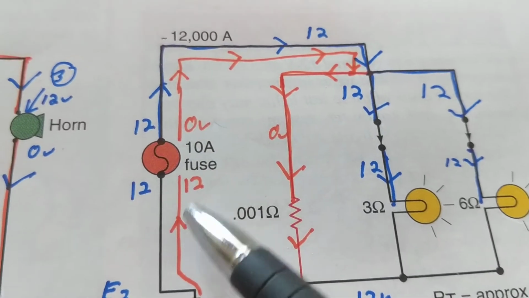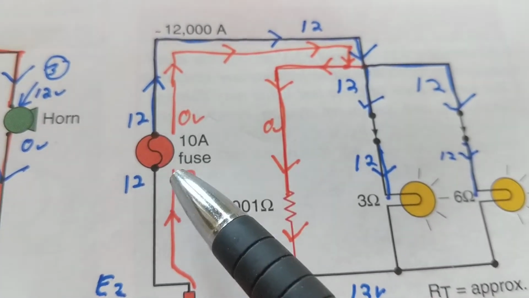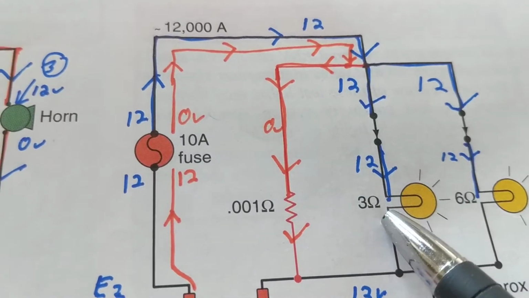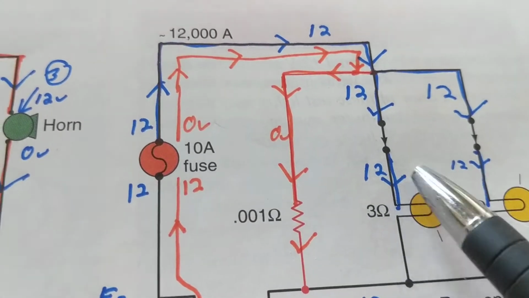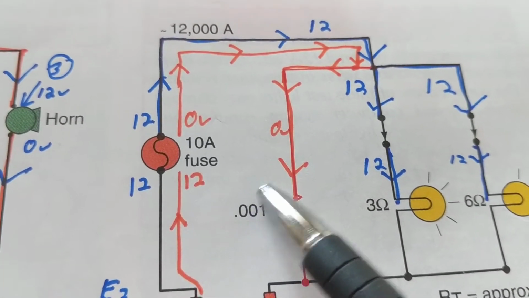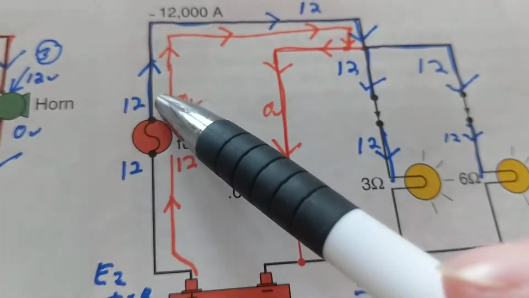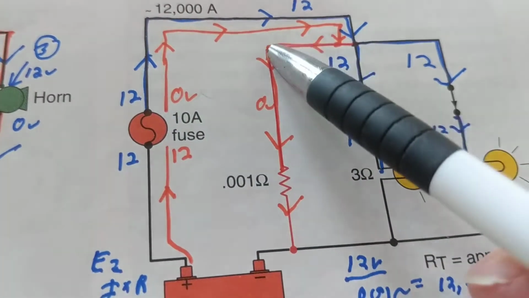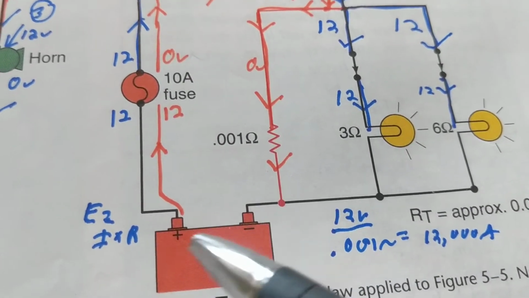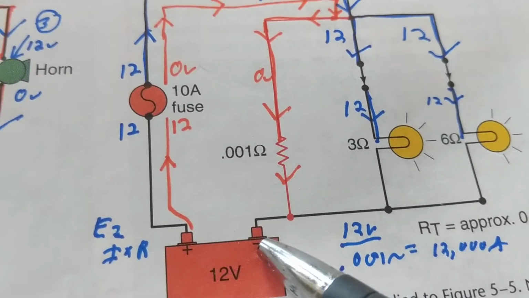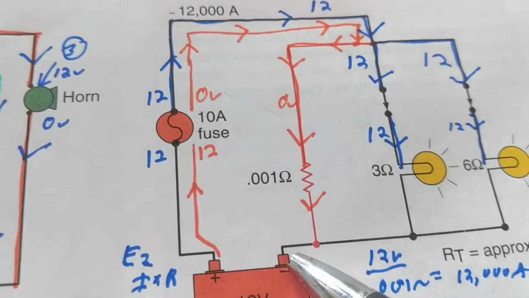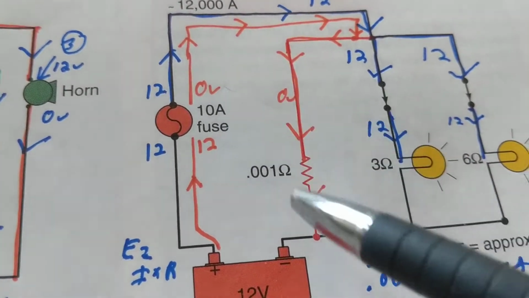We blew the fuse, and that's the purpose of the fuse, to protect the lamps and any other load connected to it. If you did not have this fuse here, basically, if you have a jumper going from here to here, you know what you're jumping? You're jumping the battery. And obviously, the battery cannot give out 12,000 amps.